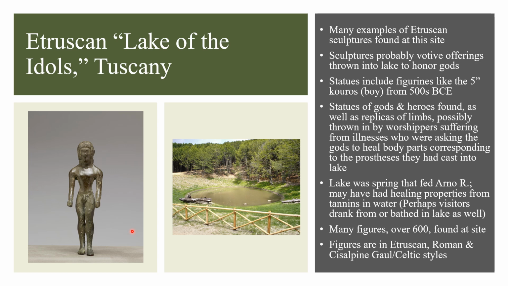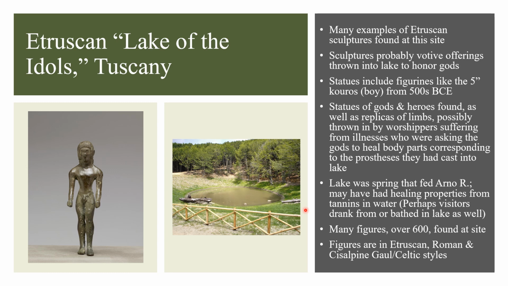And this lake was actually a spring that fed the Arno River, and this body of water may have had healing properties from tannins that were in the water. These tannins basically are a result of the breakdown of plant matter, and they would have given the water this brownish color that you can see, but they may have had healing properties, which led the Etruscans to think that this lake was the domain of the gods.